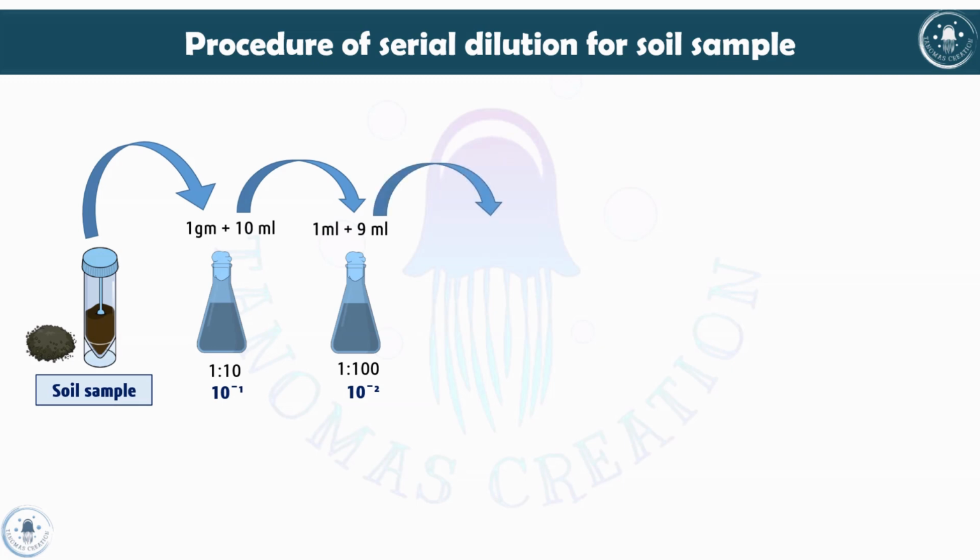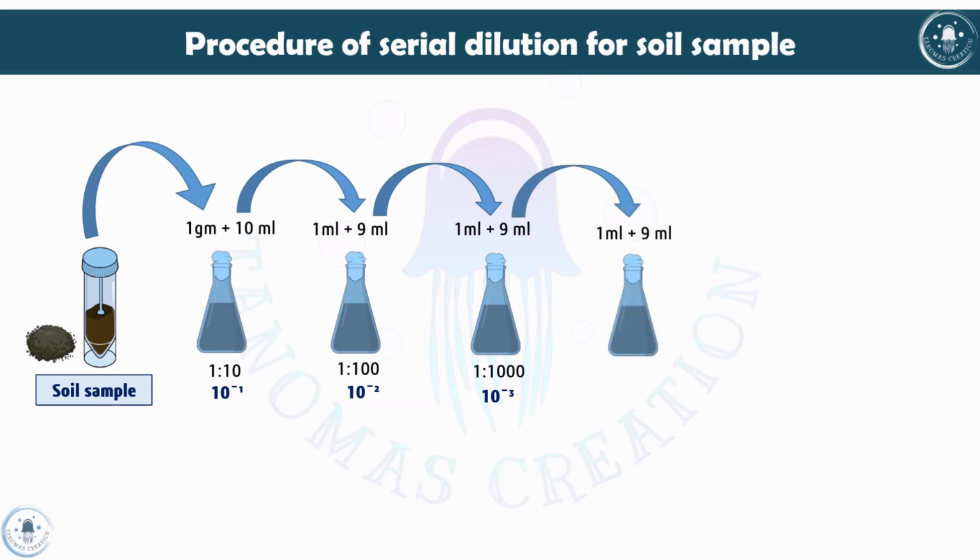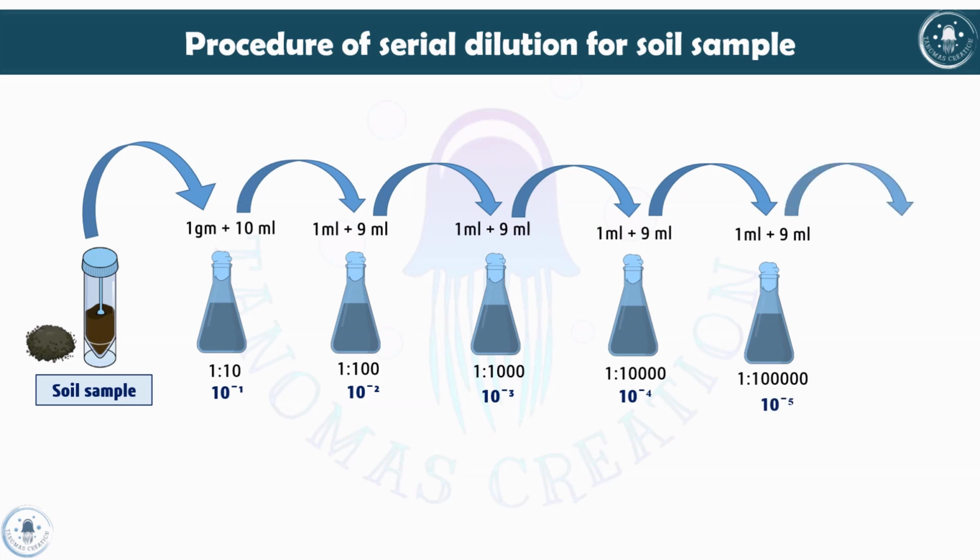Now the same process is continued. You take 1 ml from the second one and put it to the 9 ml distilled water in the third one. Now this is labeled as 10 to the power minus 3. And this process will continue till you reach your last dilution. You continue it till you reach your last dilution. So here we have taken till 10 to the power minus 6. Okay, so this is how the serial dilution is done.